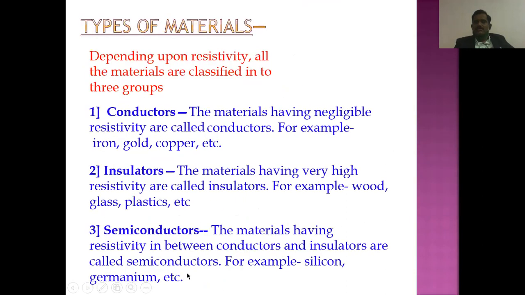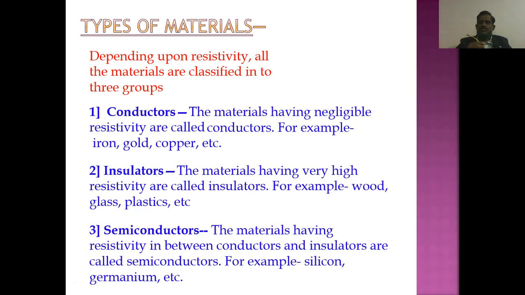Now, what are the types of materials? Mainly, there are three types of material: conductors, insulators, and semiconductors. Conductors are materials inside which current or charges can flow. Examples: iron, gold, silver, copper, aluminium, etc. Here the example is copper wire. Insulator means electrons cannot flow through it.